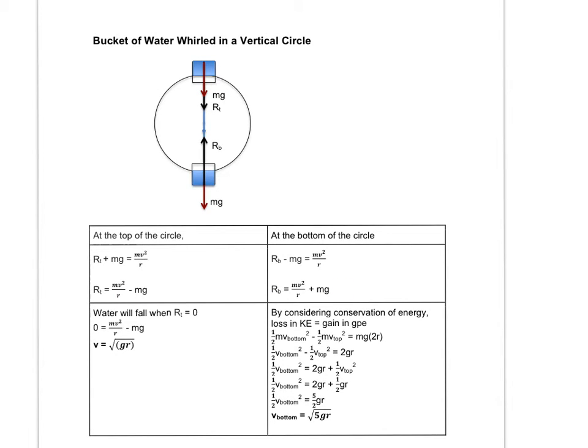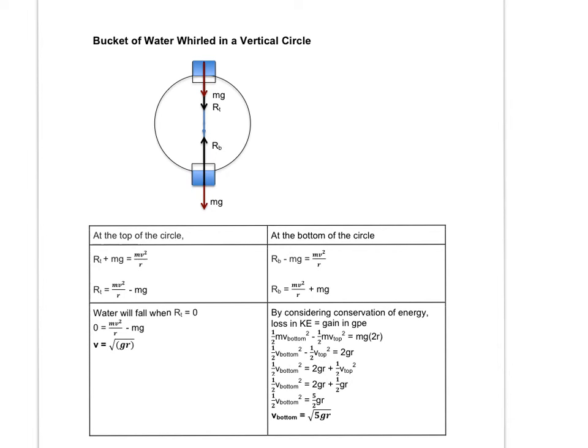By comparing these two equations, we can see that the normal reaction force at the top is the smallest, and the normal reaction force at the bottom will always be the largest. So if we were to spin this bucket slower, and if it's too slow, if your V is too small, then your mv squared over R minus mg becomes 0, and then when the reaction force is 0, it means the water will start to fall, because when the bucket stops pushing the water, it is because the water stops pushing on the base of the bucket. It means it is falling down.